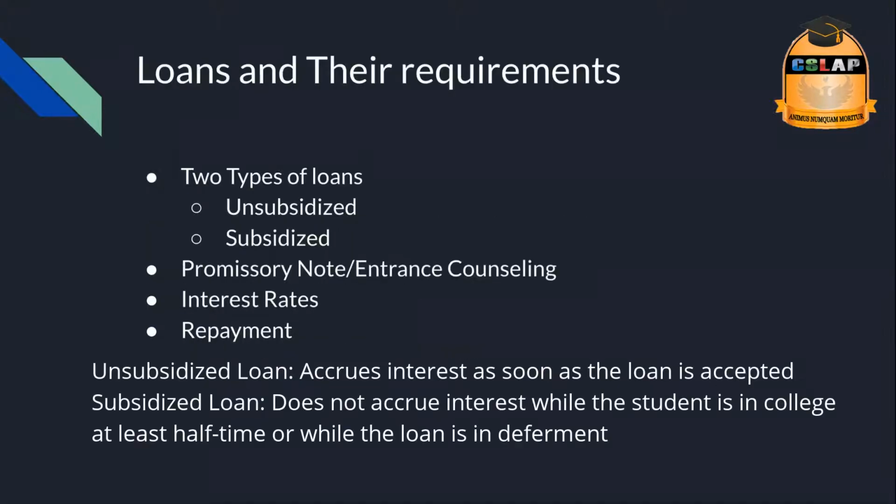So these are a couple of other things. Now we're getting onto loans and the requirements and so forth. So there's two types of loans. There's the unsubsidized and subsidized loan, and we'll get into that later. There's a promissory note, entrance counseling, interest rates, and repayment. So let's go ahead and get started into that.